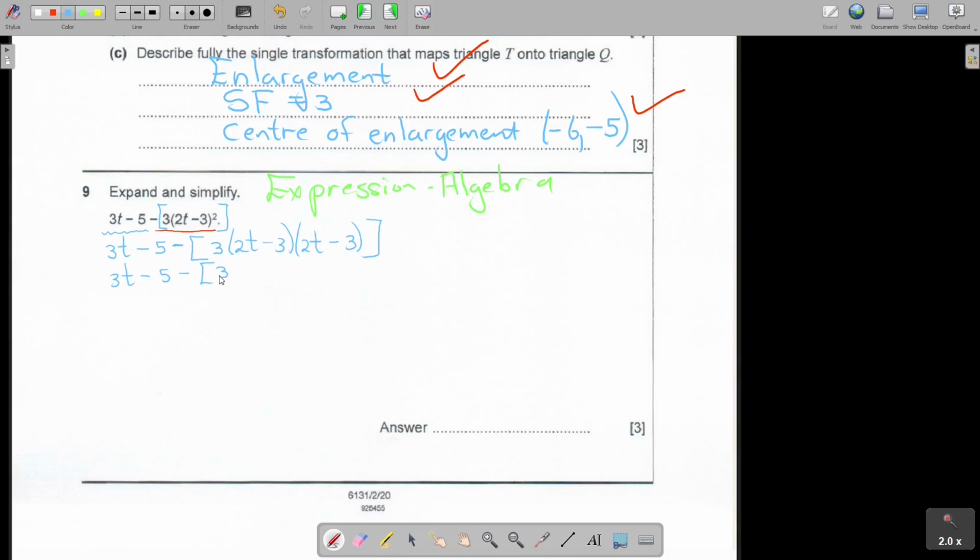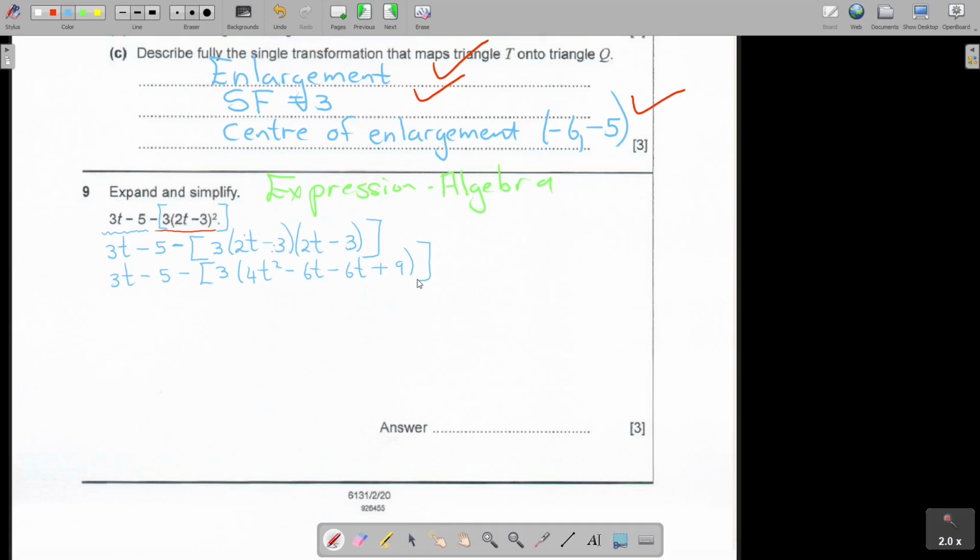Leave the 3, as I showed you in method 1. Now I'm going to say 2t times 2t, that's 4t squared. This one times this one is negative 6t. This one times this one is negative 6t. This one times this one is positive 9. Do you see? Okay, I didn't do the short method.